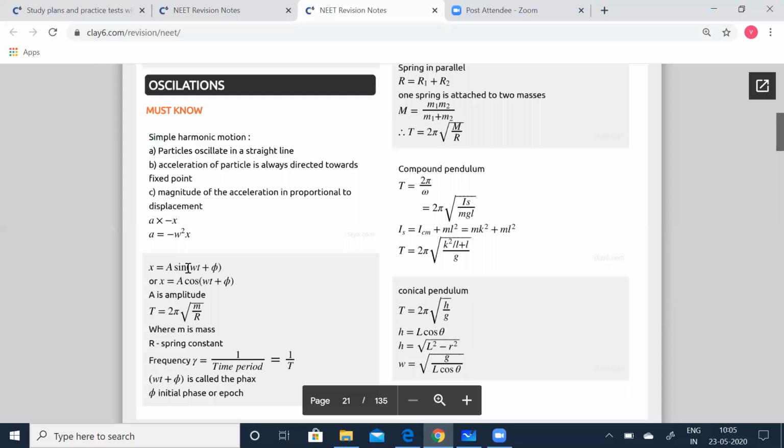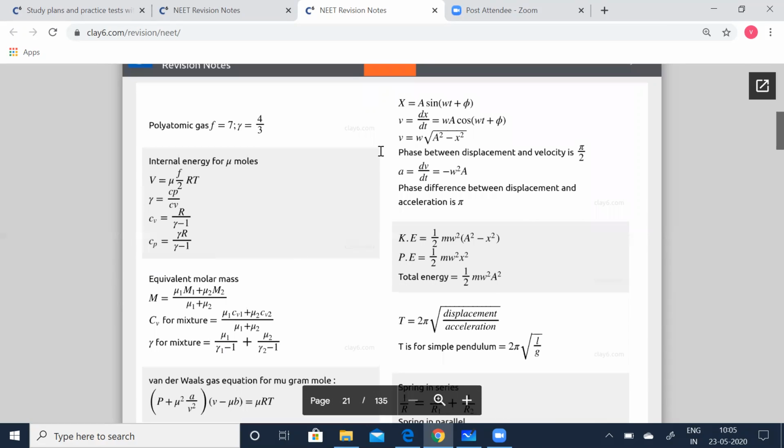x is equal to A sine(omega t plus phi), or x is equal to A cos(omega t plus phi). Both ways you can write, where A is the amplitude. T is the time period, T is equal to 2 pi root of m by k, where m is the mass and k is the spring constant. Frequency, nu, is given by 1 by time period, which is equal to 1 by T. Omega t plus phi is called the phase angle, where phi is the initial phase or epoch.